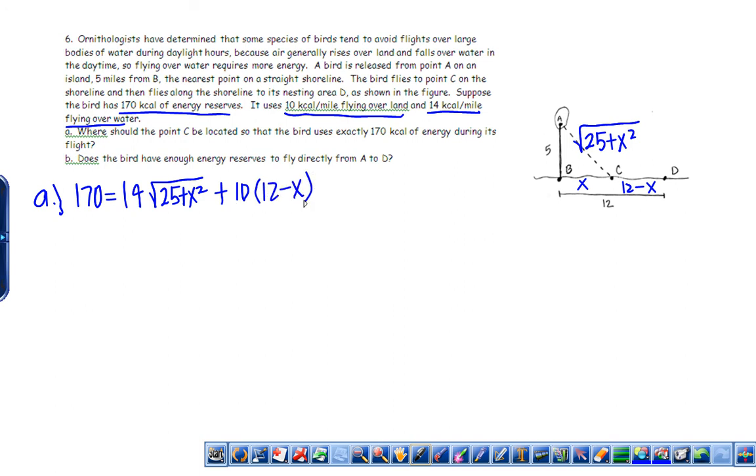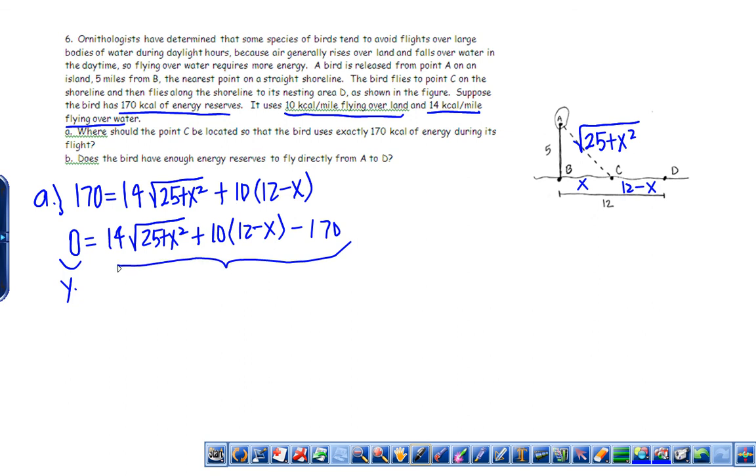And let's see if he has enough kilocalories. We can set this in y1 and y2, or you can say minus 170 and find your roots that way. In fact, I think I'm going to do that this time. So I'm going to say this is 0 and go ahead and find my roots. I think it might be a little bit easier on this one. This is 10 times 12 minus x. And I'm going to move my 170 out here just so I can find the roots. So this is y1 and this is y2.